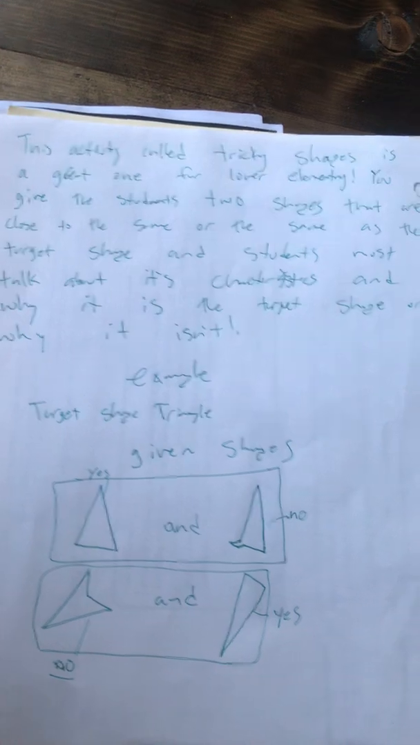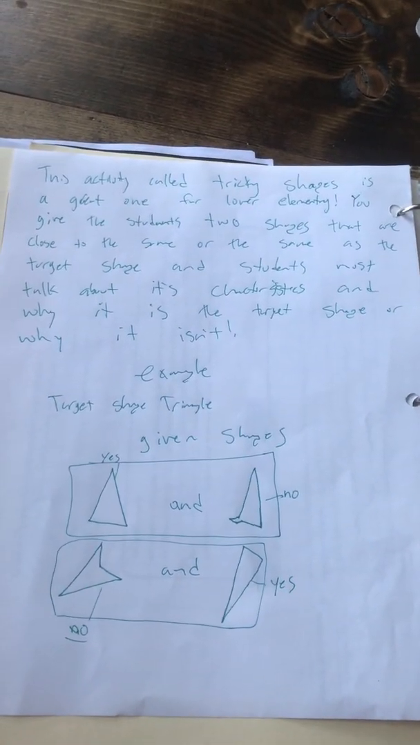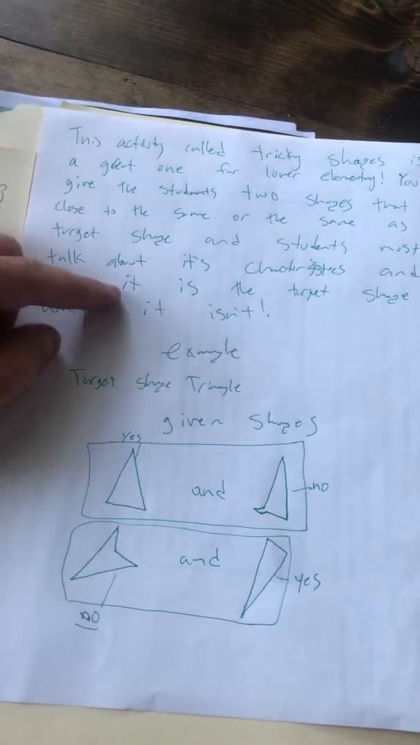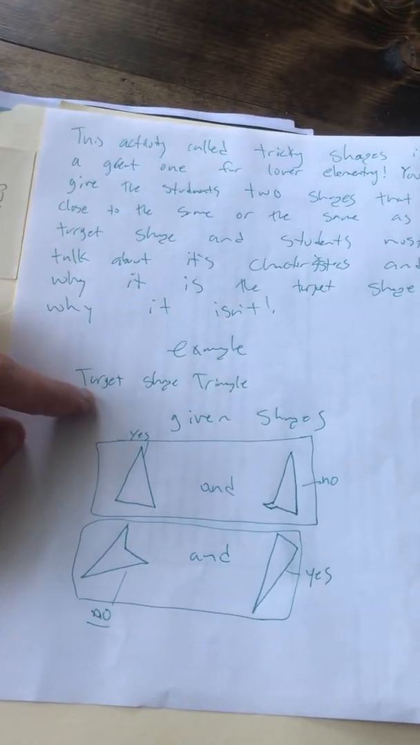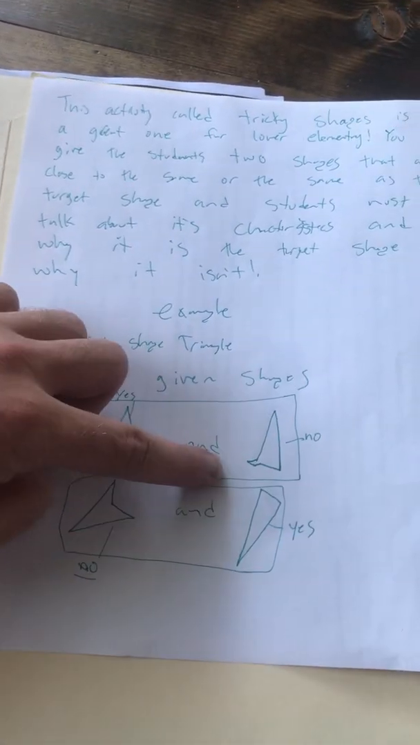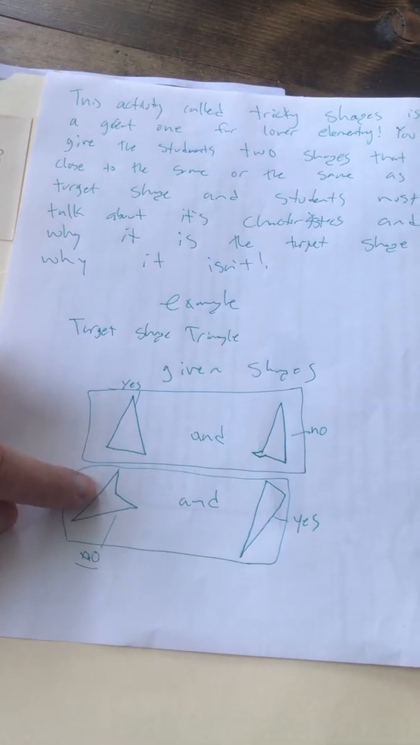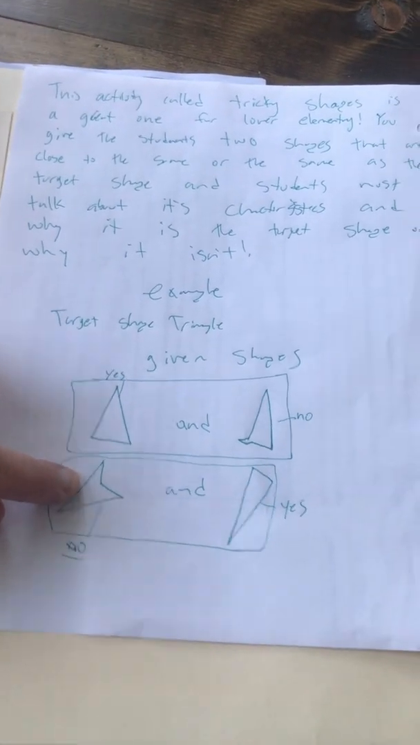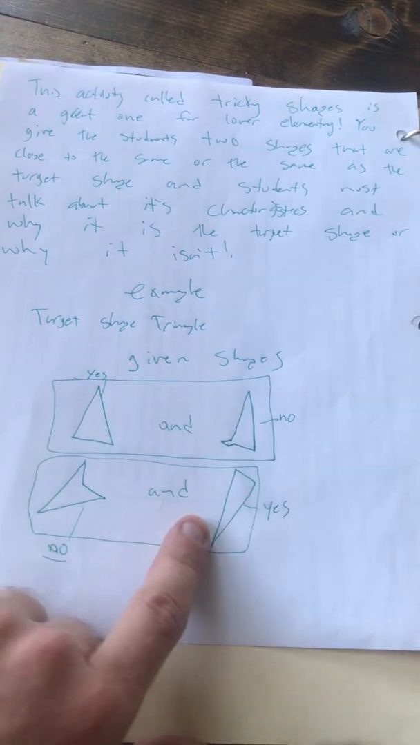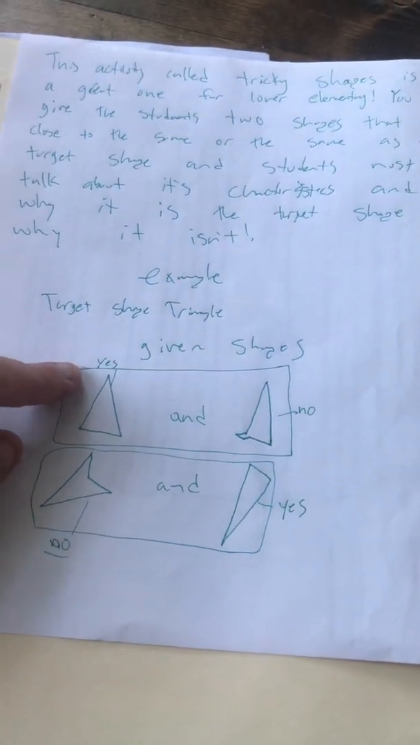And students must talk about its characteristics and why it is exactly like the target shape or why it isn't. So I just kind of drew some examples. The target shape they're given is a triangle, and this one is an isosceles triangle, and this one isn't even a triangle because it has a little extra part right there. And then this one is actually a four-sided polygon, and this one is also an isosceles triangle. So the students have to talk about the characteristics of the triangle and then relate it back. And so I thought that was really, really cool as well.